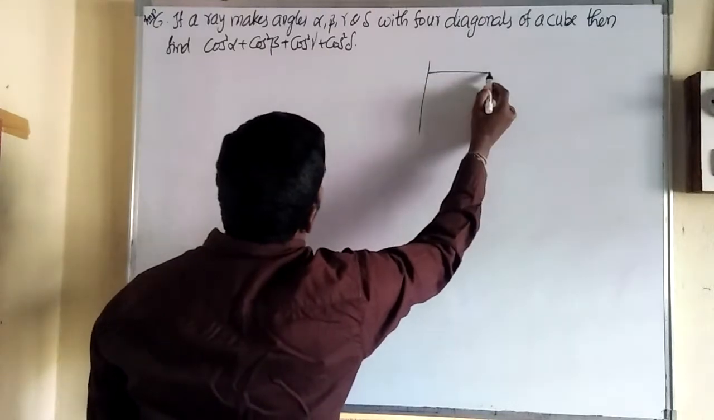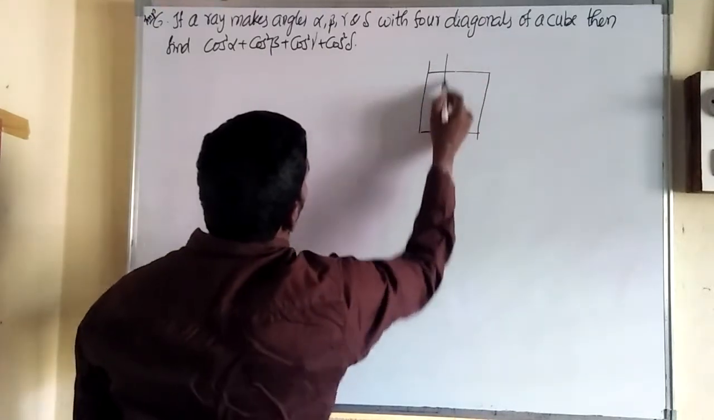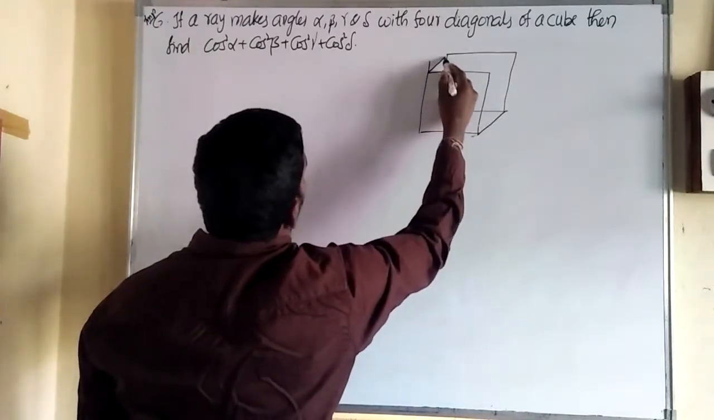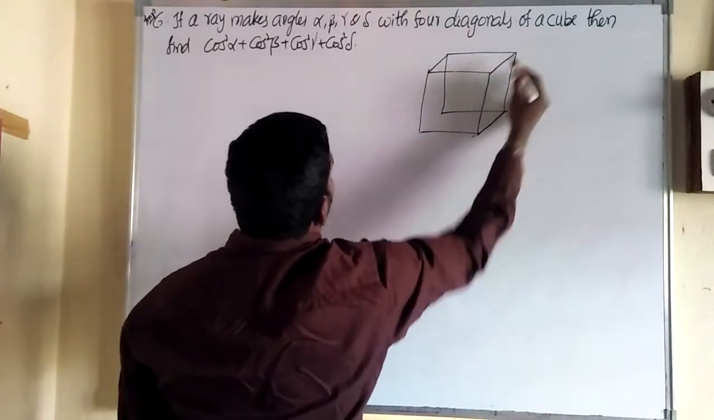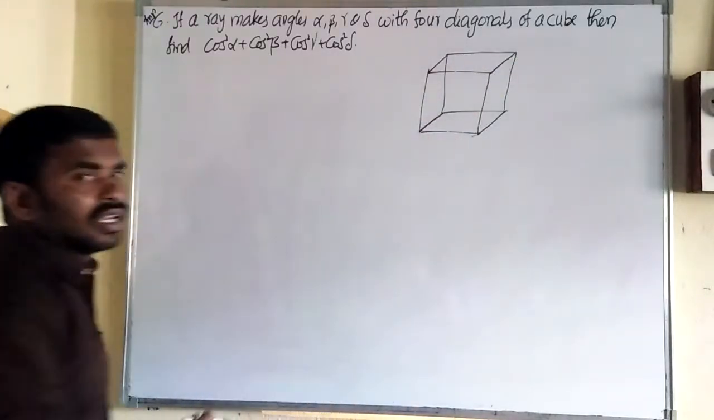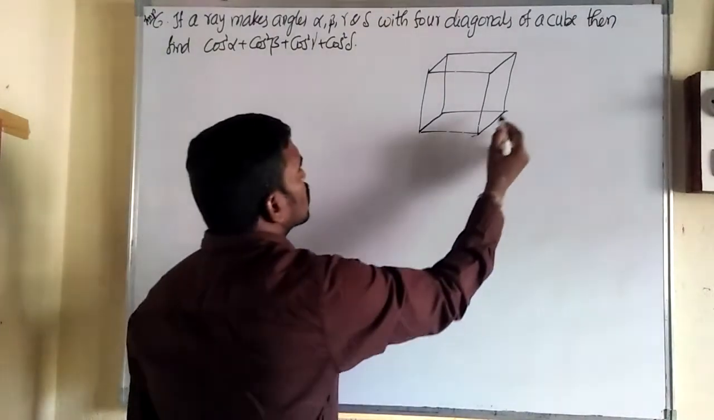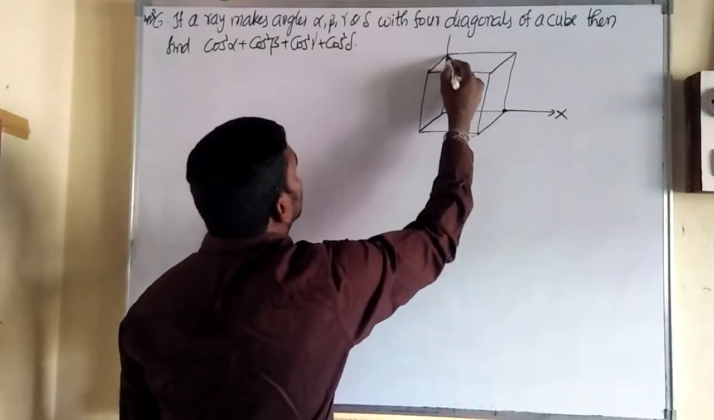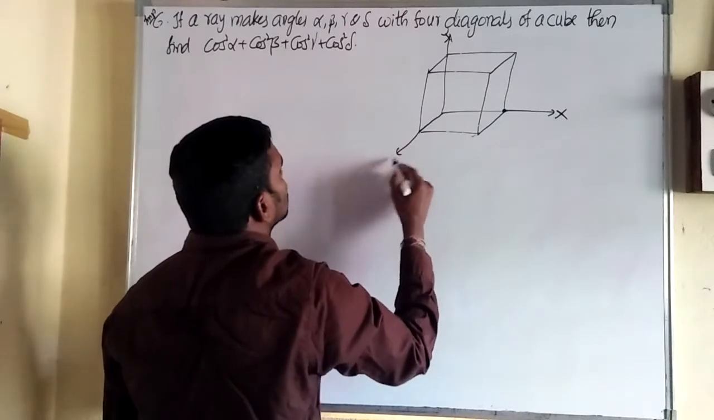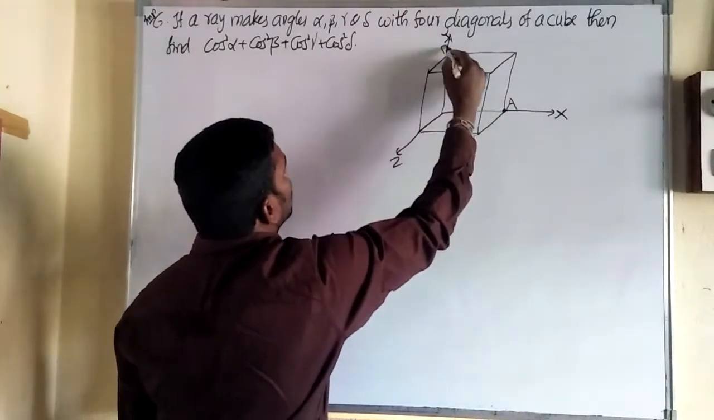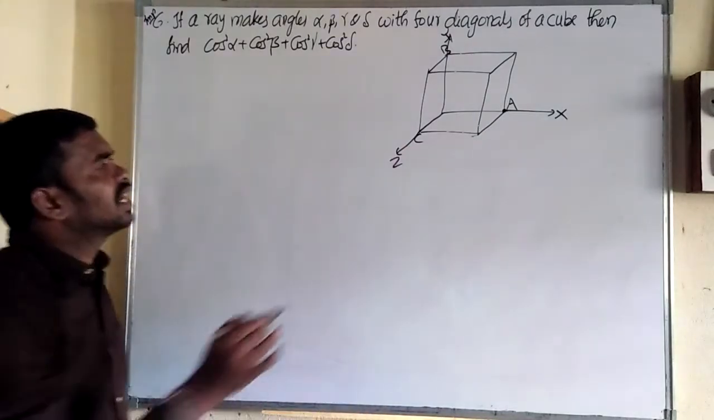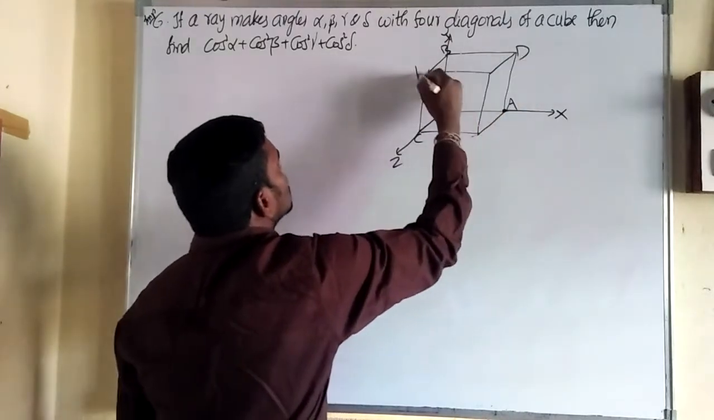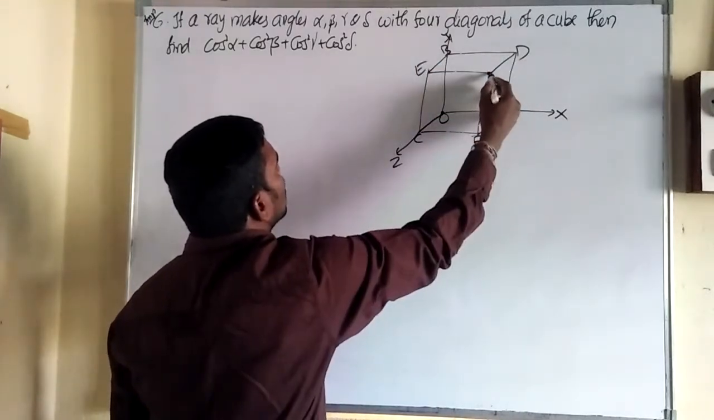Cube means 4 sides are equal in a 3-dimensional diagram, 3-dimensional geometry. So this is a cube. It forms by squares. So let me write x-axis, y-axis, z-axis. This is taken as A, B, C. Same as usually we can take. This is origin and this is D, this is E, this is F, and finally the middle one is P.